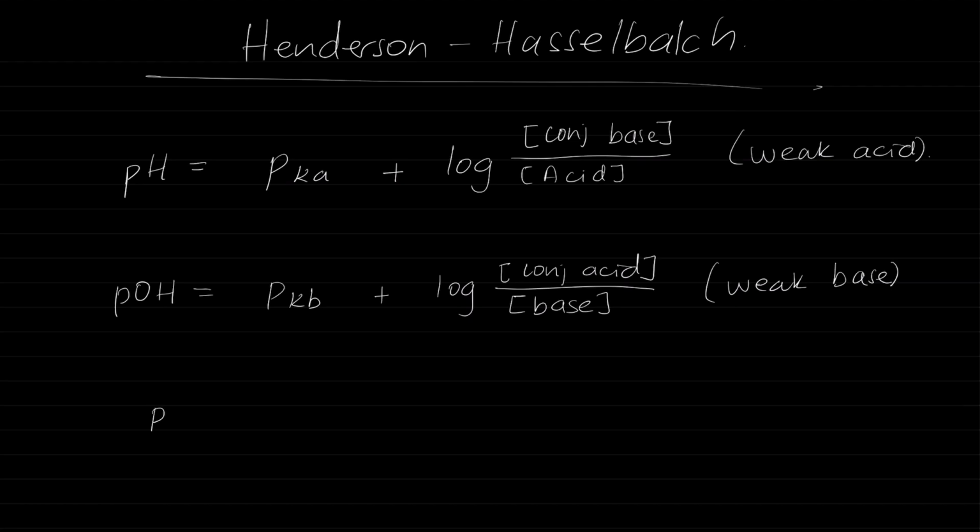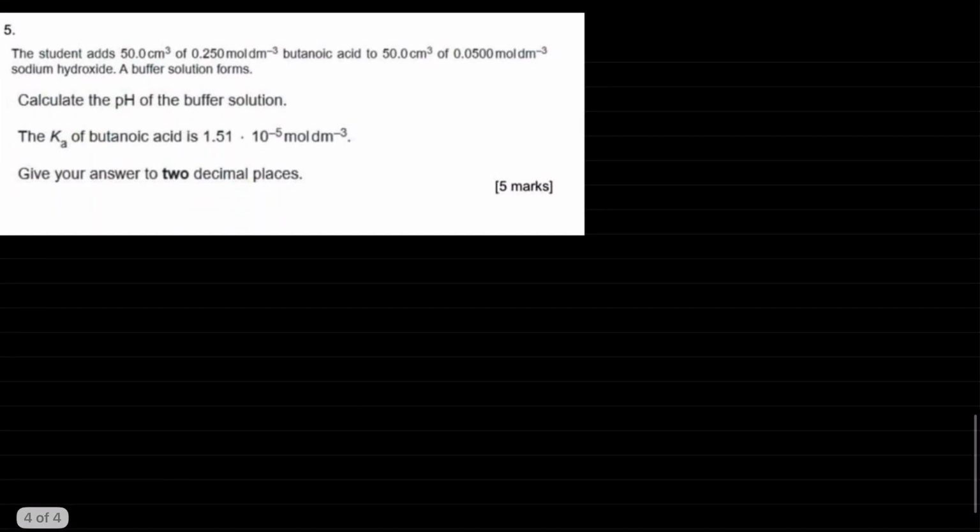Now pKa is equal to minus log of the Ka value that's given. pKb is equal to minus log of the Kb value that's generally given. Now let's take a question and use the Henderson-Hasselbalch equation to solve it.